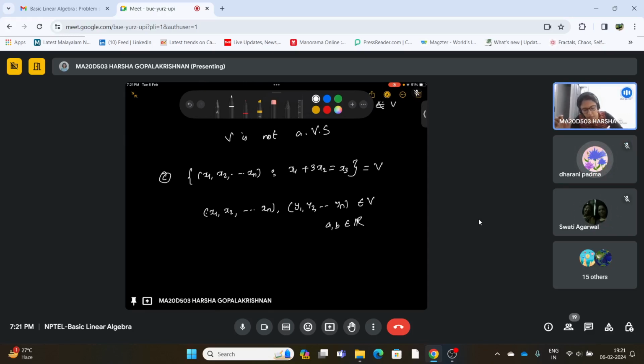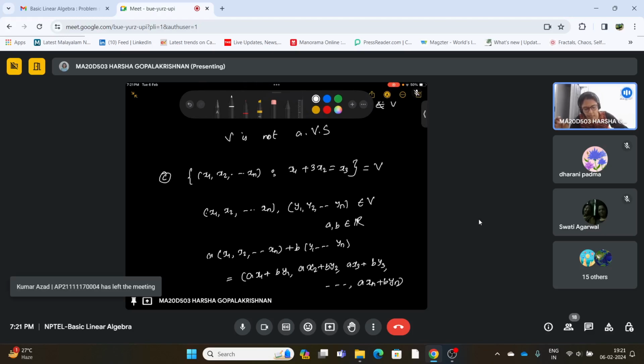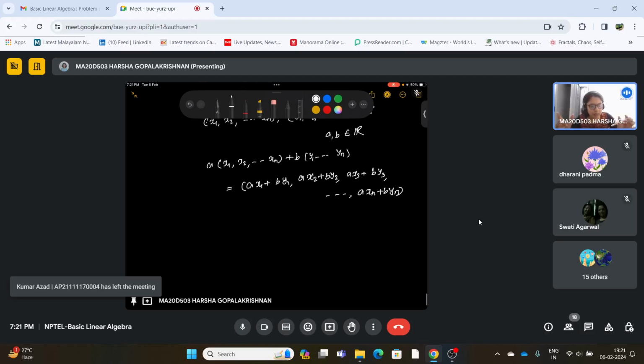Okay, now we will do the linear combination a(x1, x2, ..., xn) plus b(y1, ..., yn). So what is this? This is just coordinate-wise addition: ax1 plus by1, ax2 plus by2. Let me write the third elements also, because the equation includes three elements: ax3 plus by3, etc., up to axn plus byn. This is the linear combination of the two elements we got.